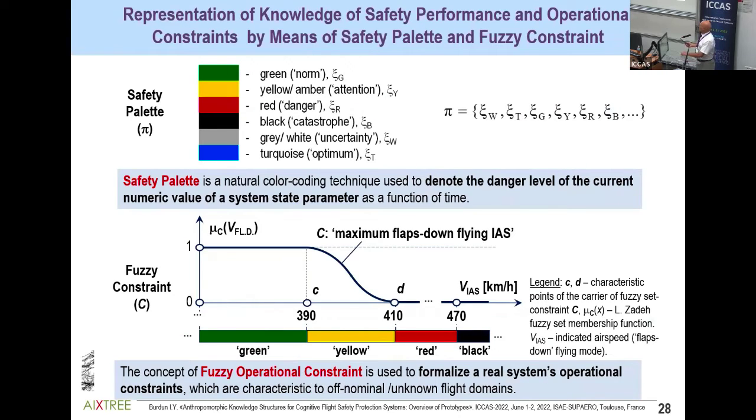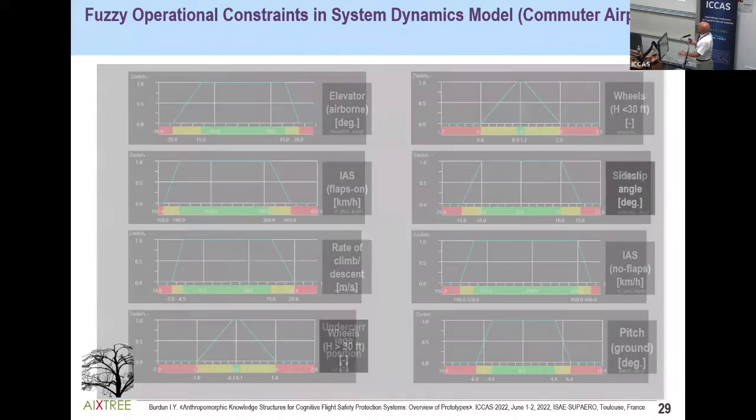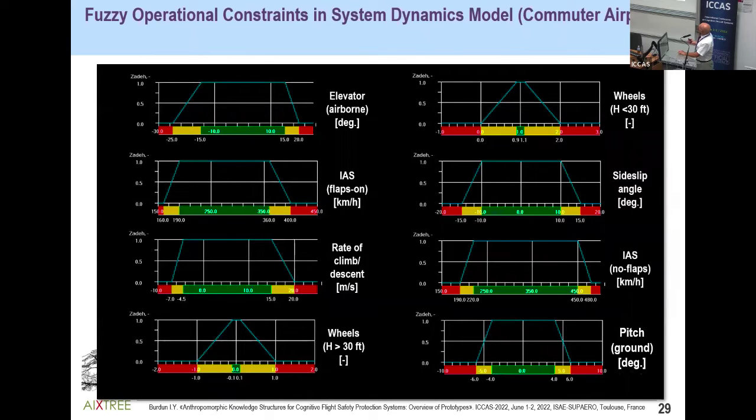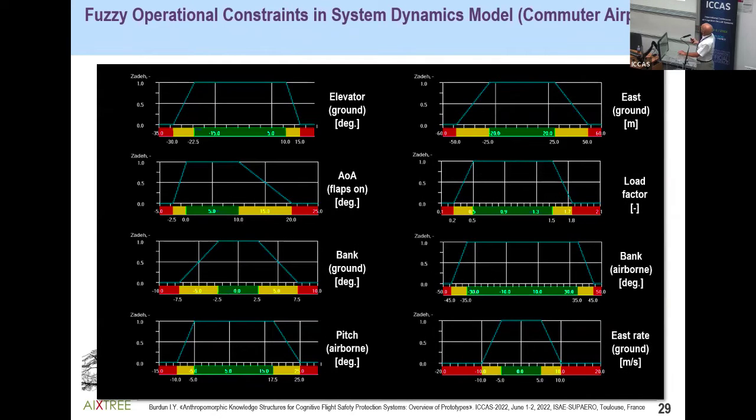In order to assess the safety of flights, we introduce two concepts like safety pilot. It's a natural way how people treat danger, from absolutely safe to absolutely catastrophic. And we're using Zadeh's fuzzy sets to account for operational constraints which are not statistically based, because fuzzy set constraints account for our non-statistical uncertainty about the border of the flight envelope. These are examples of fuzzy flight constraints for small aircraft to commuter airplane.